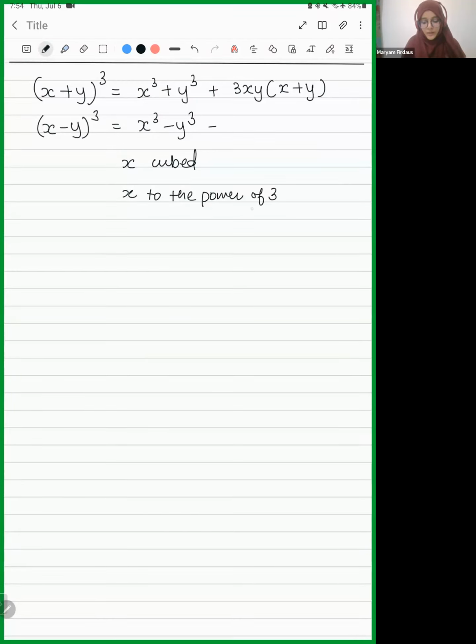Is that okay? Then minus what? Minus y to the power of 3. Minus y cubed. You say y cubed. Then minus the 3xy, then x minus y. x minus y. Yeah. Okay. So please try to memorize these two identities. It's not going to be difficult if you do more and more questions.